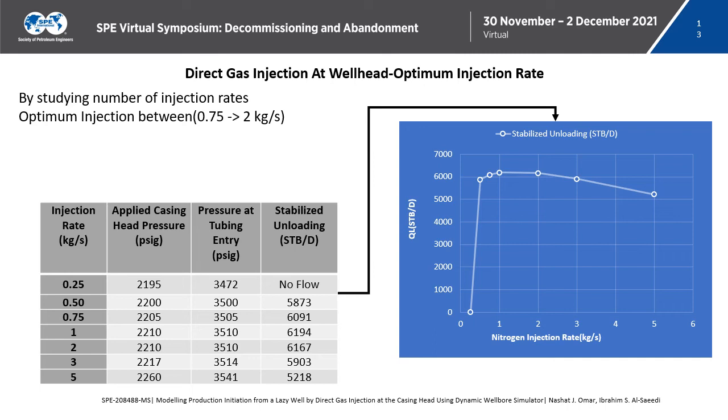Many injection rates were assumed and input to the software, ranging from 0.25 kilogram per second up to 5 kilograms per second. The optimal operating envelope, or optimal injection envelope, for this well was found to be somewhere between 0.75 and 2 kilograms per second. However, the most optimum injection rate was found to be 1 kilogram per second.